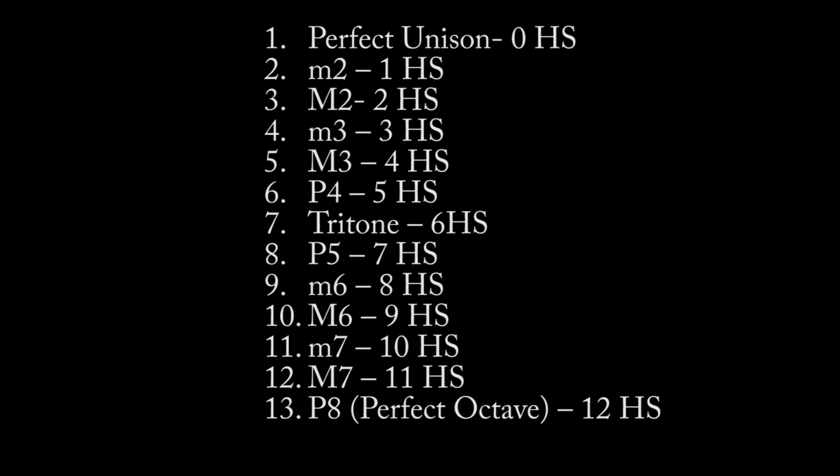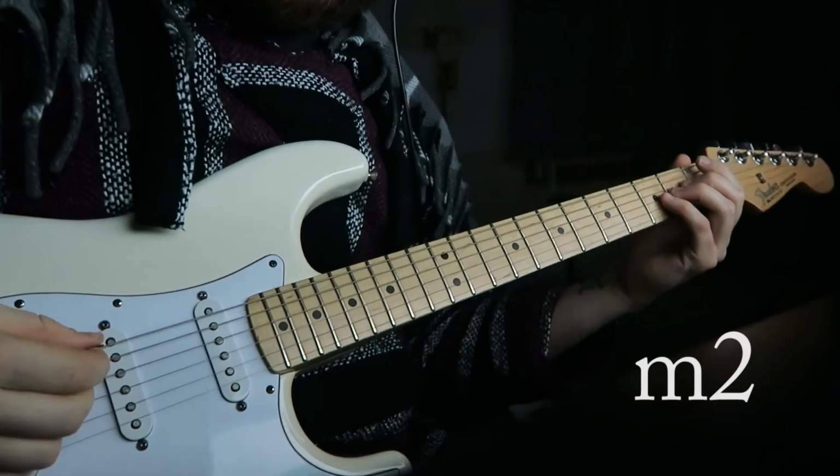Let's start with the perfect unison. It's easy for me to remember because I just think of unison meaning the same. Then we have the minor second. Where have we heard this interval before? You may recognize this interval from the theme of Jaws, that old shark movie.